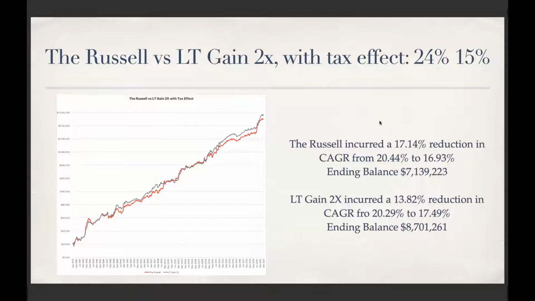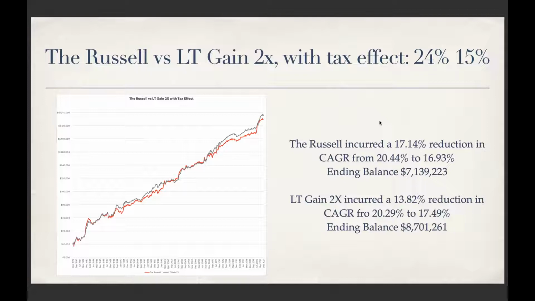So I actually went into each time investments were traded, and I applied a short or long-term capital gains tax rate to those to give them a haircut, bring them down. And you can see over time, it makes a pretty big balance difference over a long period of time. The Russell over this time period, I think it was $10,000, becomes 7.1 million, and LT gain goes up to 8.7, right?